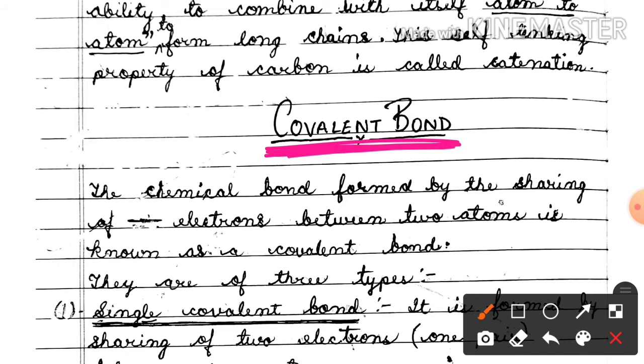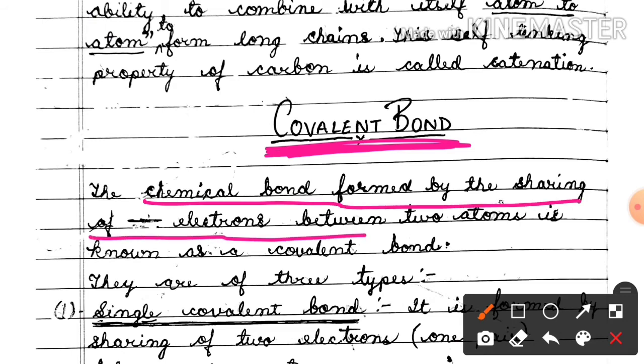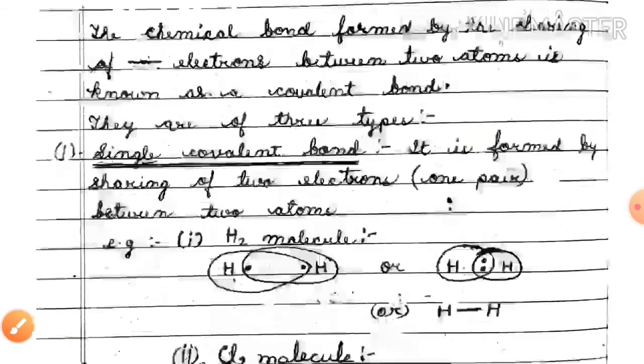But this covalent bond is formed by the sharing of the electron, and how the sharing takes place, a brief idea I have explained to you in the carbon. But now we will study in detail how the covalent bond is formed and how many types it has. So see the definition first. The chemical bond formed by the sharing of the electron between the 2 atoms is known as covalent bond, and that is of 3 types.